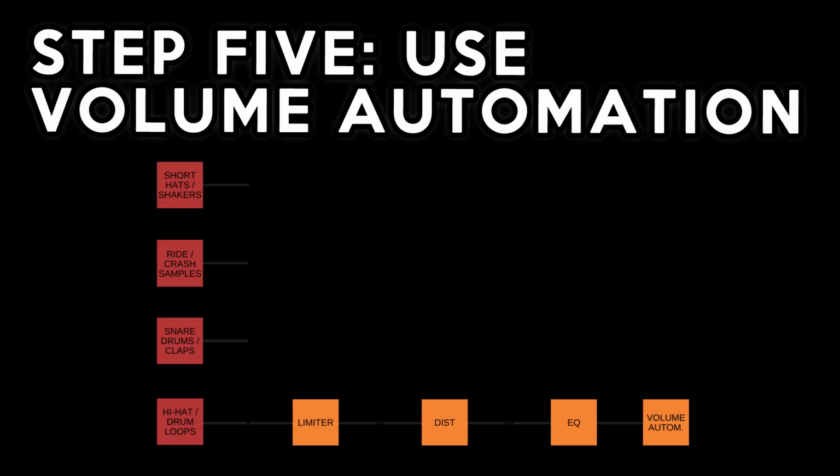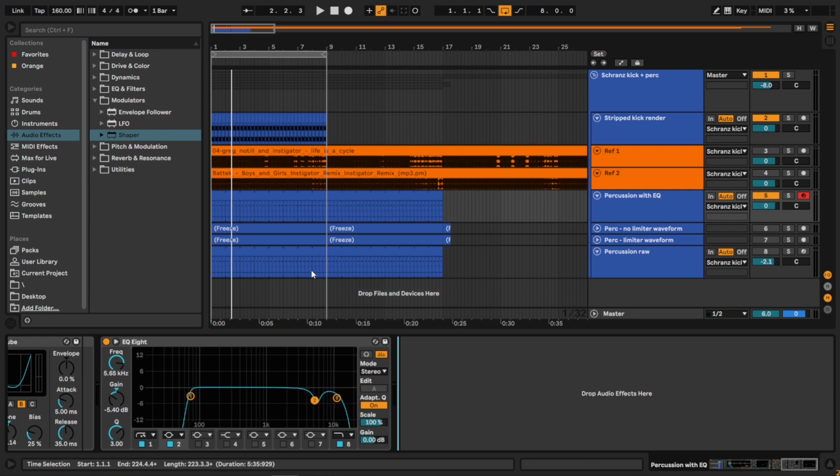Step 5 is to use volume automation. Our percussion sound is polished and what we need to do is to just make it work with the kick drum better. Currently, when we play the beat, the hi-hats cover the kick drum in the beginning and we can feel the hi-hats are just thrown on top of the kick. A classic thing to do is to make the hi-hats become quieter for a while whenever the kick drum hits.